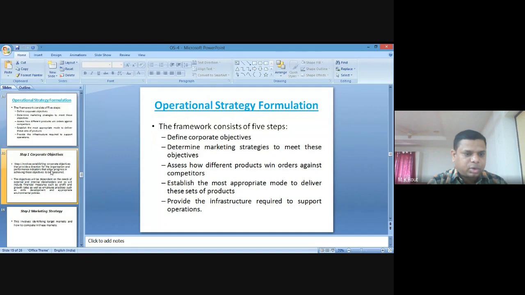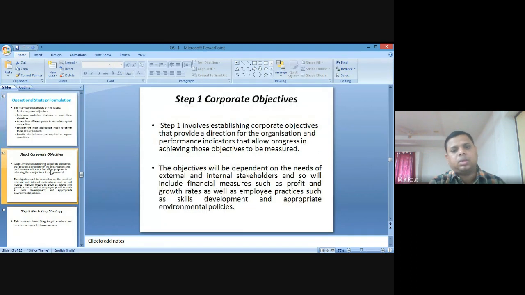So from the corporate strategy point of view, we have discussed the various features. Step number one refers to corporate strategy, which basically involves establishing corporate objectives that provide a direction for the organization and performance indicators. Basically, key performance indicators are used in this particular case for the progress in achieving the objective to be measured. Next, the objective will depend on the needs of external and internal stakeholders.